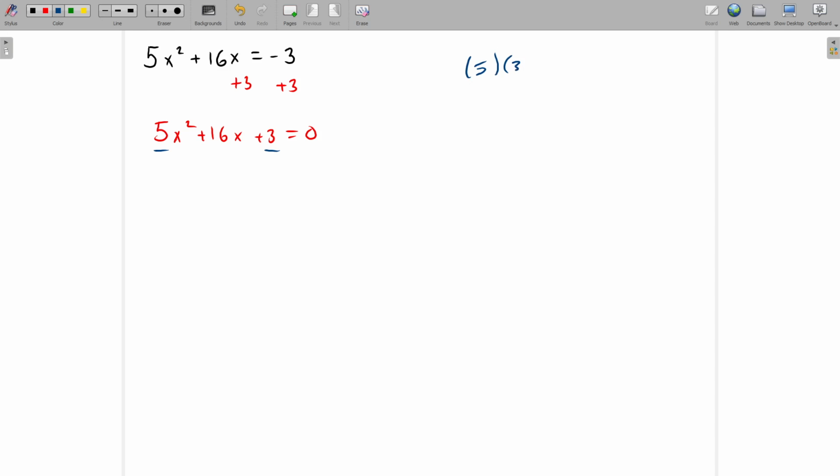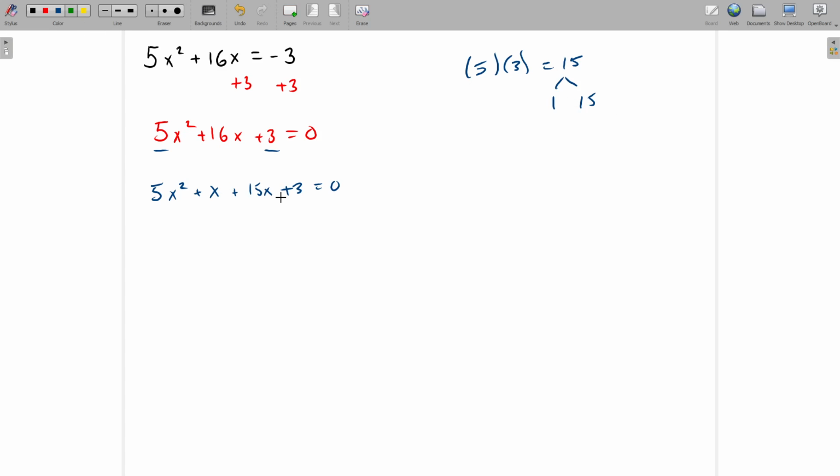So we take 5 times 3, our a times our c, and get 15. And we're looking for factors of 15 that are going to add up to make the b term, the middle term, of 16. Those two factors being 1 and 15. So I'm going to rewrite this quadratic as 5x squared plus x plus 15x plus 3 is equal to 0. I rewrote the middle term using the two factors.